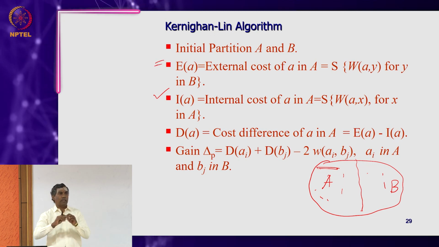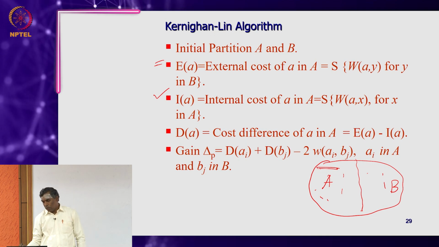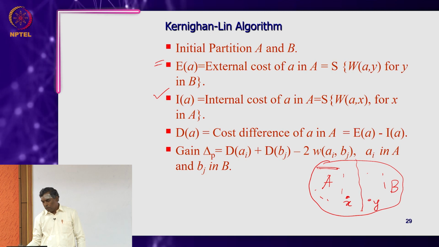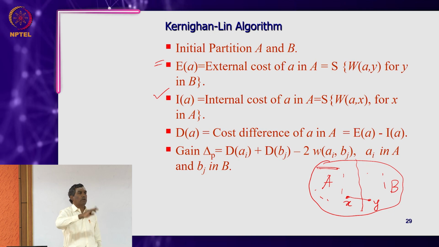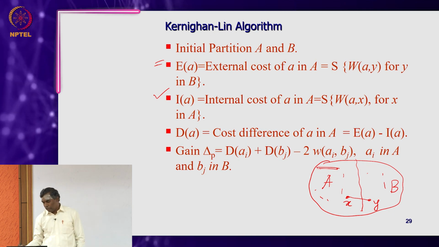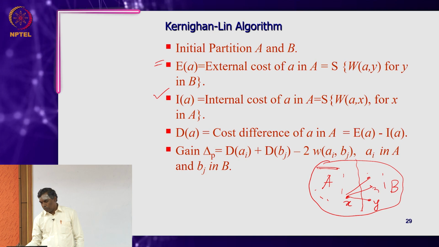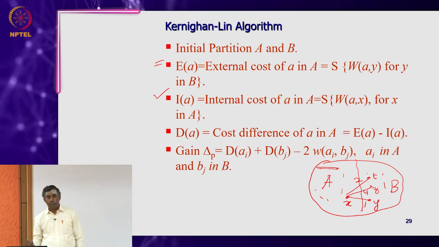EA is the cost associated with the external nodes. That means, suppose I have a node X in A and a node Y in B, then what is the cost corresponding to that? The cost, for example, suppose you have something like this, you have Z and then T, with weights 2, 4, 1.